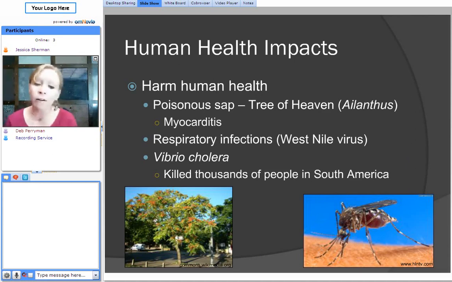The West Nile virus, which is carried by mosquitoes, and oftentimes an invasive mosquito species, like you see in the picture in the lower right corner, causes illness in humans. And then cholera, or the species called Vibrio cholerae, is transported in a lot of ballast waters, and in tropical areas it gets emptied into a lot of the water supplies through the ballast water, and it kills thousands of people. And there was one epidemic in South America that killed a lot of people all at once. So we can see that there are human health impacts that are also associated with invasive species introductions.